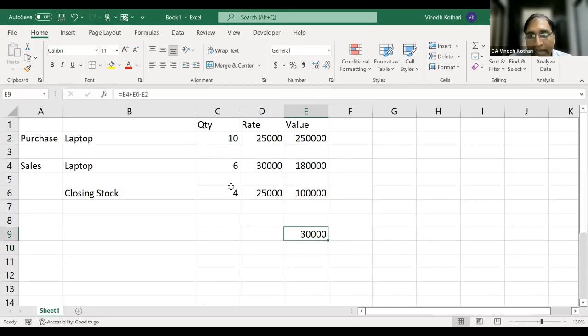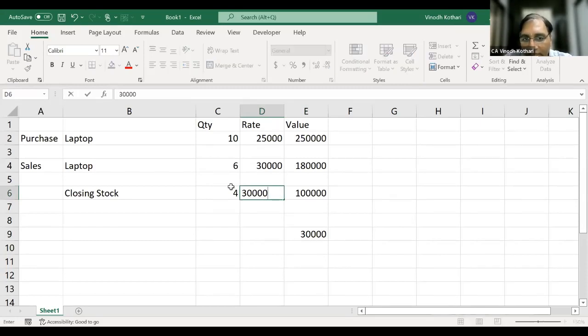Assume that I value my stock wrongly. Instead of 25,000, I value my stock at 30,000 rupees. What will be the profit? You see the impact on the profit. It has changed. So you have to be very, very careful when you value the closing stock. There are various methods of valuation. I'm not going to take all the methods, but for the purpose of your project, I'm going to explain the easiest manner.